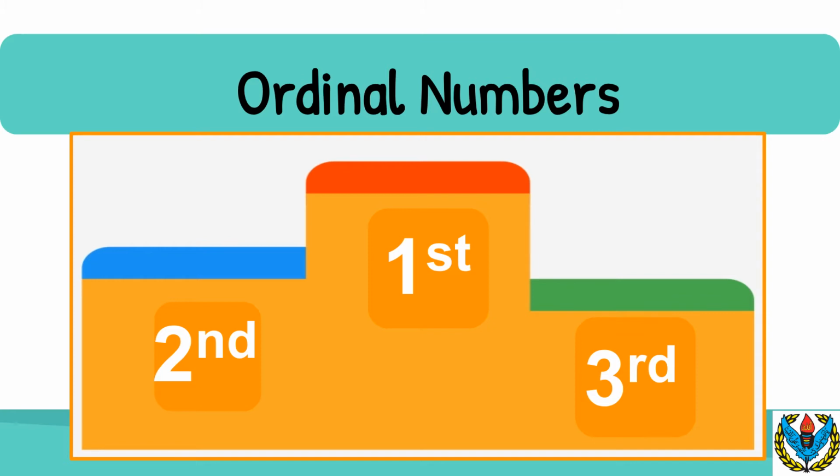The numbers which show the position of a person or an object are called ordinal numbers.